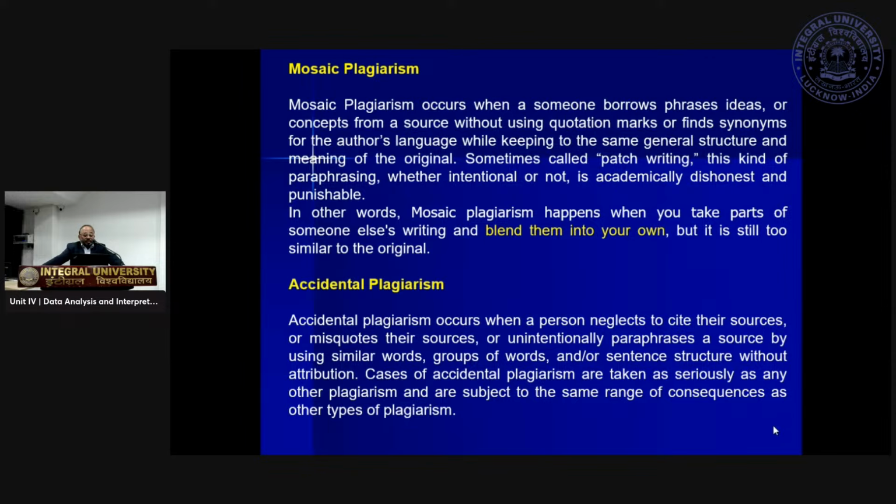Accidental plagiarism occurs when a person neglects to cite their sources or misquotes their sources or unintentionally paraphrases a source by using similar words. That comes under accidental plagiarism. Cases of accidental plagiarism are taken as seriously as any other plagiarism and are subject to the same range of consequences as the other types of plagiarism, mosaic or direct plagiarism.